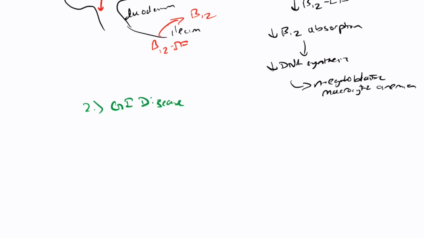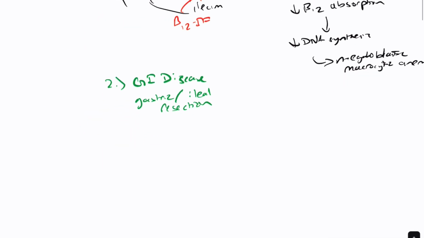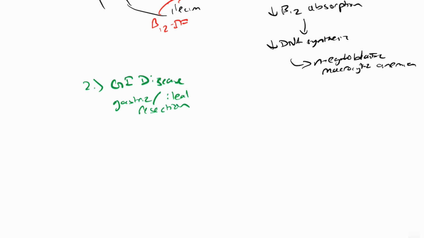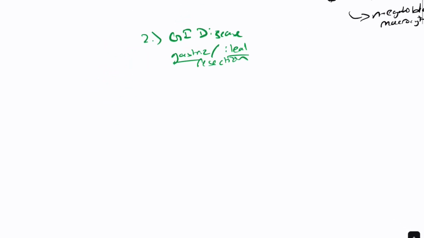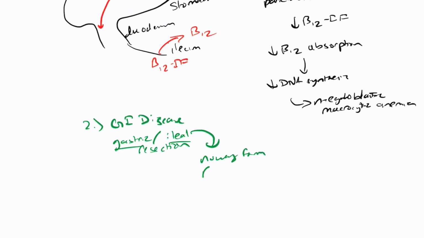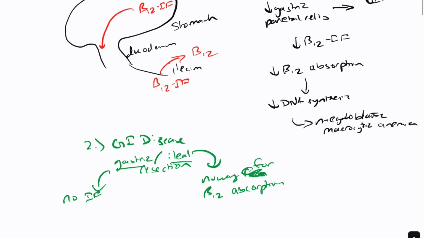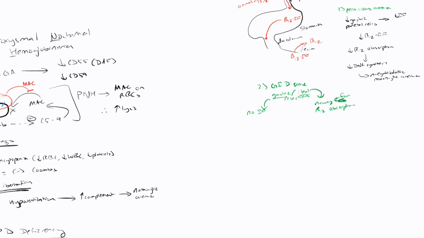So GI disease, or like gastric or ileal resection. Okay, so you can imagine, as we just talked about pernicious anemia, right? If you remove the stomach, then you're not going to have parietal cells, and you're not going to have intrinsic factor being produced. If you remove the ileum, then there's no way for the B12 to now be absorbed, right? So any of these can produce B12 deficiency. There's no way for B12 absorption, okay? And there's no intrinsic factor because you don't have parietal cells. So those are the important etiologies to consider.